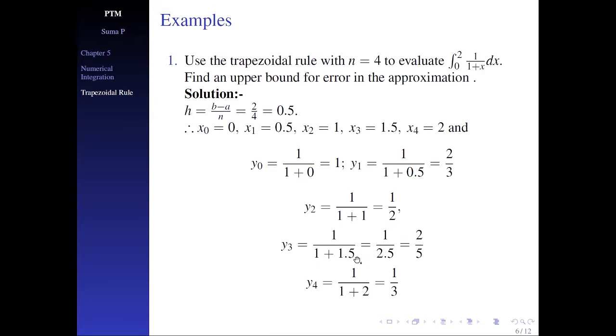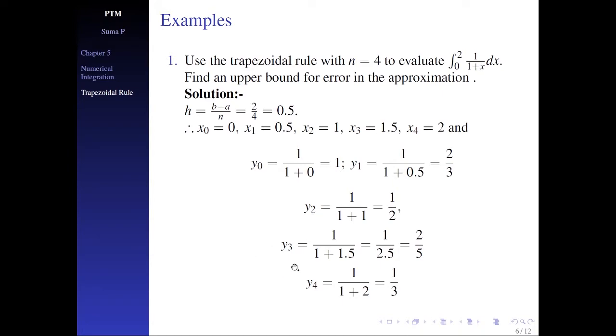So 1 by 1 plus 1.5 means 1 by 2.5. That will be 2 by 5. And lastly, y4. y4 means 1 by 1 plus x4. Here x4 is equal to 2. So 1 by 1 plus 2, that is equal to 1 by 3. So we have this y0, y1, y2, y3 and y4.